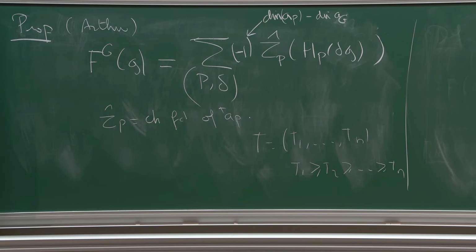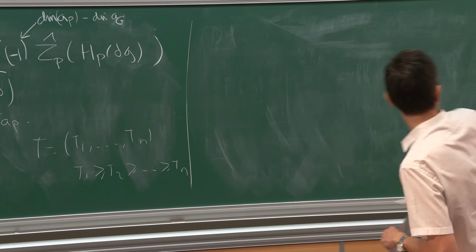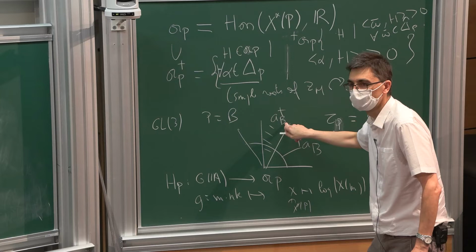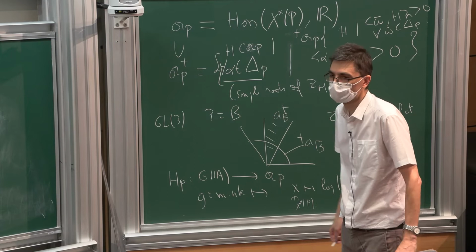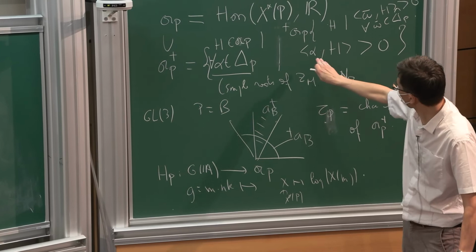Pierre-Henri, can you formally give the definition of A_P with the plus on the left? So we have A_P^+ outside on the left. We have the acute and the obtuse. Okay, so you're taking the inner product with the weights, the fundamental weights attached to alpha? Yes.